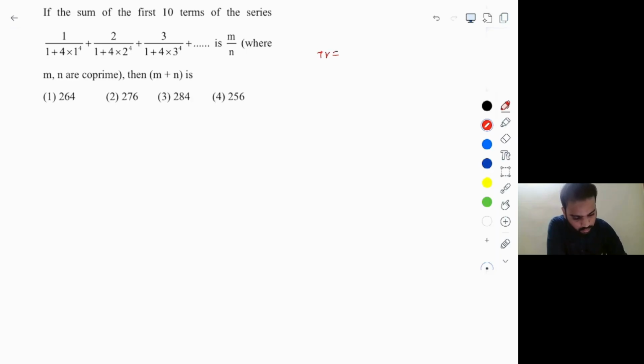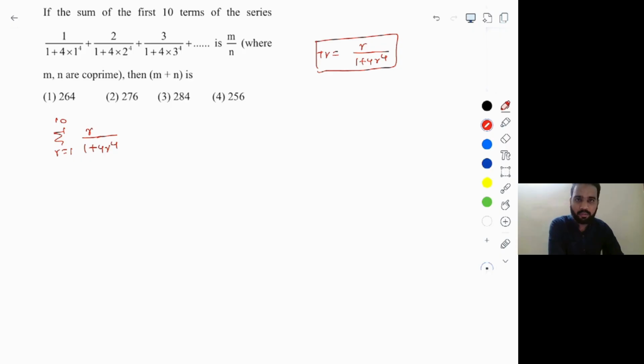PR is clearly equal to R divided by 1 plus 4R to the power of 4, right? So this is a simple idea many of you might have got already. And then obviously you need to express this in sigma notation. We need 10 terms, sigma R is equal to 1 to 10 of TR, which is R divided by 1 plus 4R to the power of 4. Okay. Now, obviously, it's a question based on telescopic summation, which means you need to express it as Vn minus Vn plus 1 or similar terms, right?